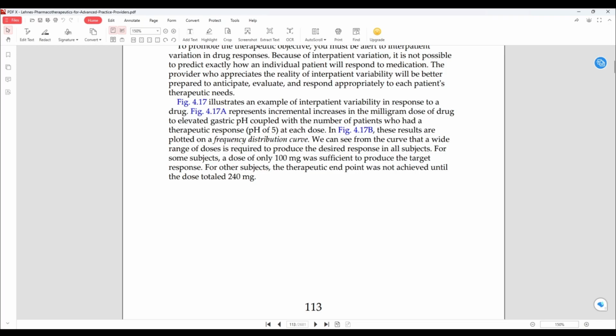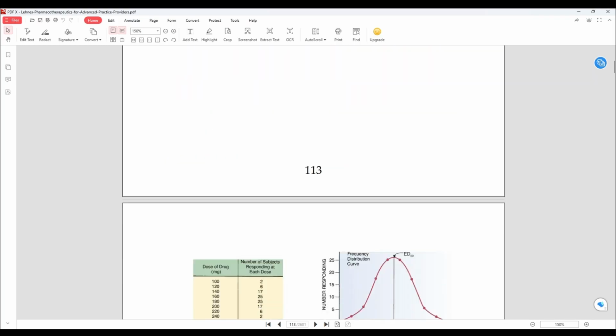Figure 4.17a represents incremental increases in the milligram dose of drug to elevate gastric pH, coupled with the number of patients who had a therapeutic response at each dose. In figure 4.17b, these results are plotted in a frequency distribution curve. We can see from the curve that a wide range of doses is required to produce the desired response in all subjects. For some subjects, a dose of only 100 milligrams was sufficient to produce the target response. For other subjects, the therapeutic endpoint was not achieved until the total dose totaled 240 milligrams.